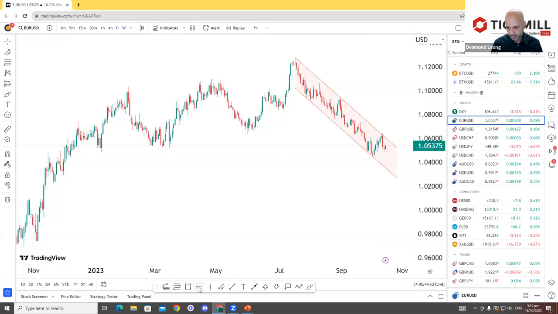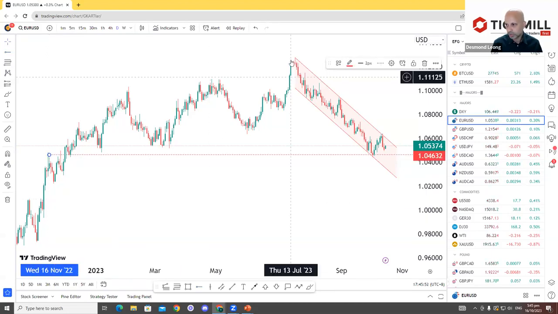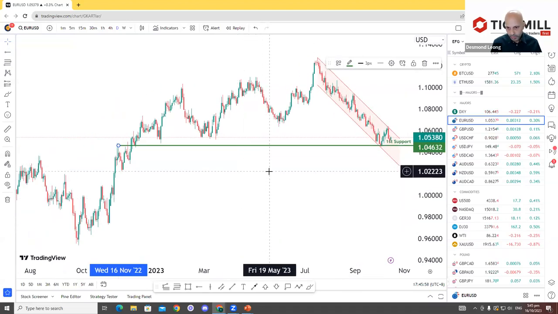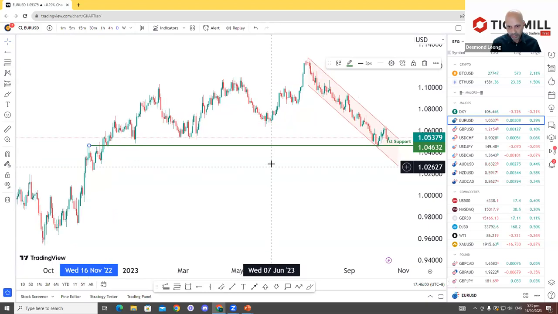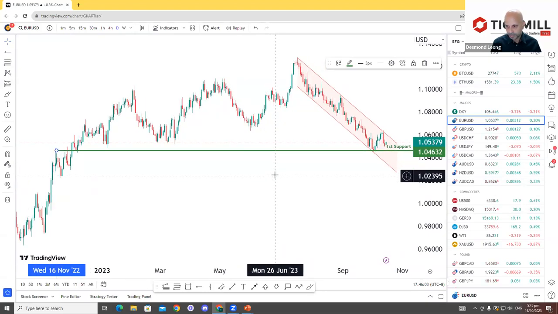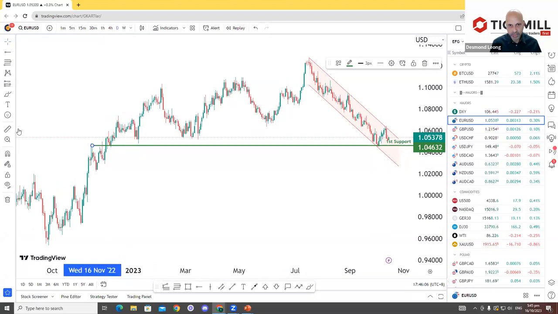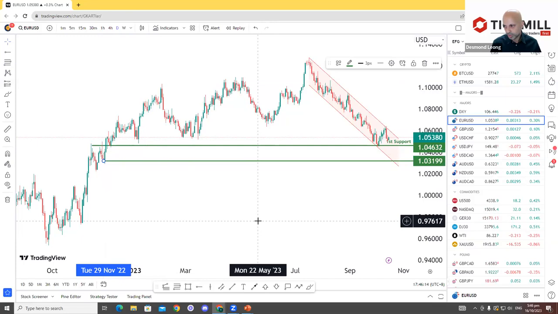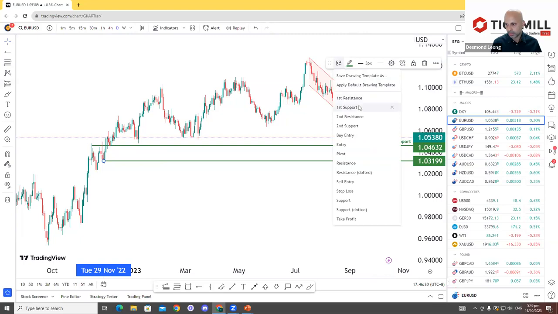So I think the first support level for the euro would be around 1.0463. That's how we've identified the first support level for the euro. With regards to the second support level on the daily time frame, we do see price making a small pullback here, finding a little bit of support here on 29th of November last year, and then bouncing higher. So this level, 1.0319, would be how we would identify the second support level.